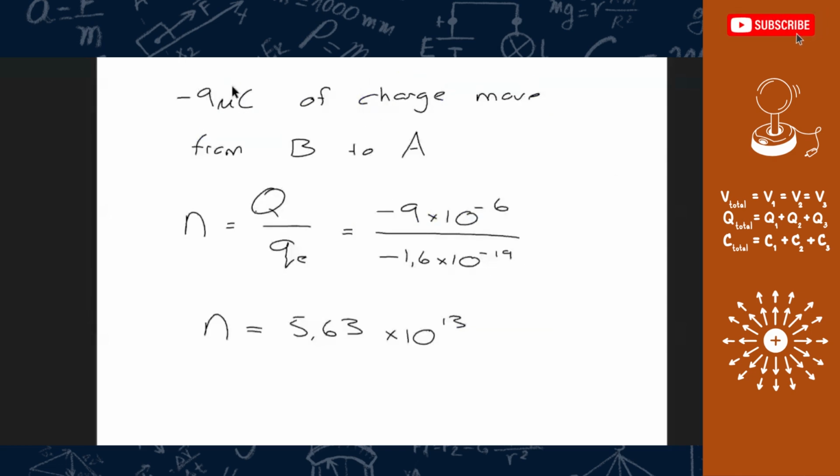Once we know that we have transferred a charge of minus 9, we want to know how many electrons have been transferred through this interaction. So we're going to say the transferred charge divided by the charge of 1 electron. Since the transfer is a negative 9 times 10 to the power of minus 6, and we know that 1 electron has a charge of minus 1.6 times 10 to the power of minus 19, we would then get the number of electrons as 5.63 times 10 to the power of 13.